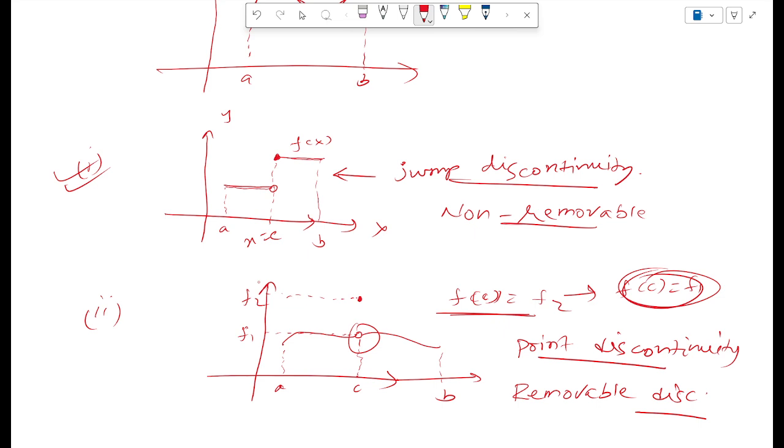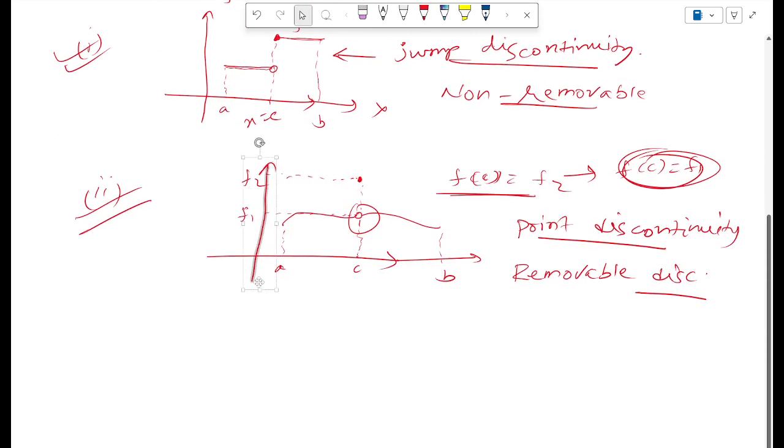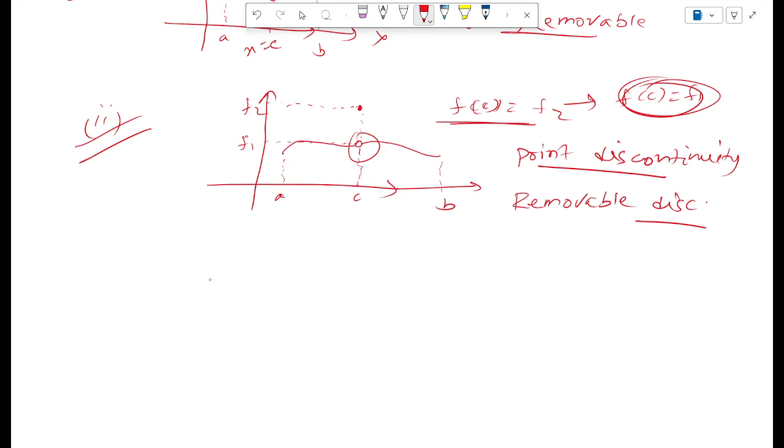A function can have a jump discontinuity which cannot be removed. Another discontinuity we saw in the second example was point discontinuity, which can be removed if we redefine the function in a different way. Now there is one more type of discontinuity. Let's see that one.